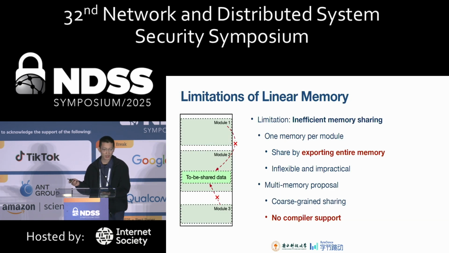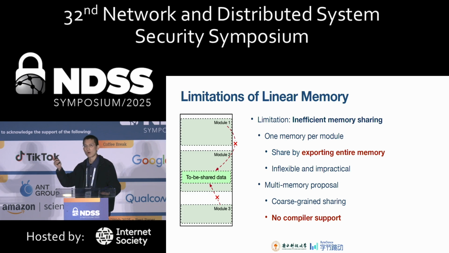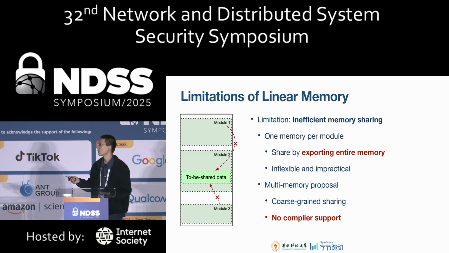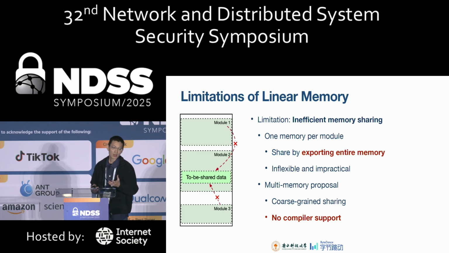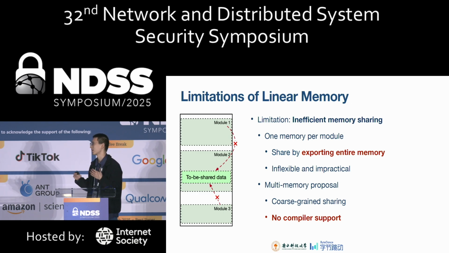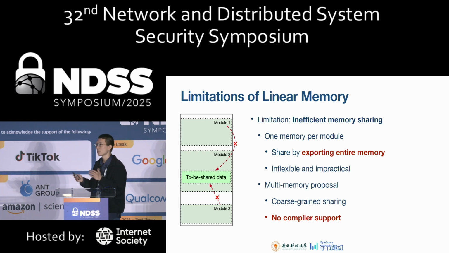The first limitation is inefficient memory sharing. Each Wasm module has at most one linear memory, and to share it, you need to export the entire linear memory. So this is inflexible and impractical. The multi-memory proposal was proposed to solve this issue by creating multiple memories, but this is still too coarse-grained because you still need to export the entire memory, and this is not mature yet. There's no compiler support for multi-memory.